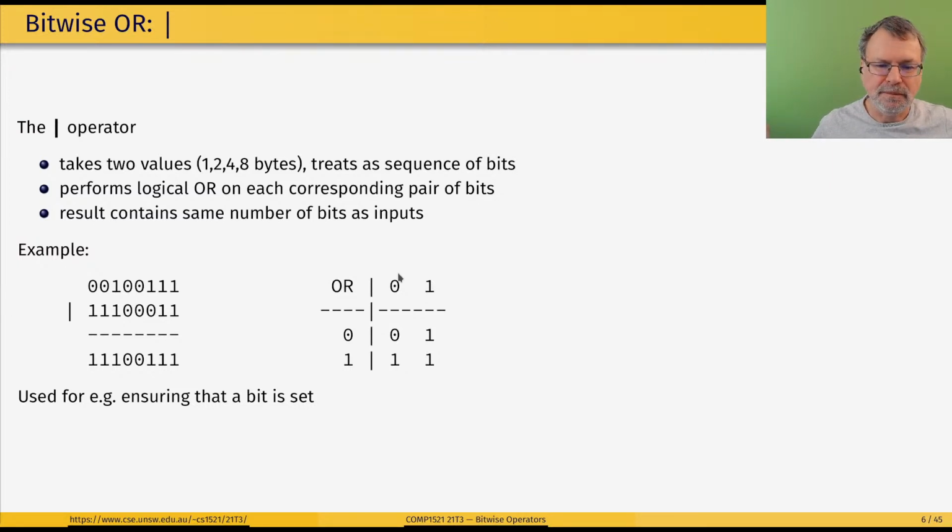OR is AND's friend, I guess you'd say. 0 or 0 is 0, but everything else is 1. 0 or 1 is 1, 1 or 0 is 1, and 1 or 1 is 1. So after you pairwise apply it, it gives you a pattern which has a 1 bit if either value has a 1 bit. Very useful.